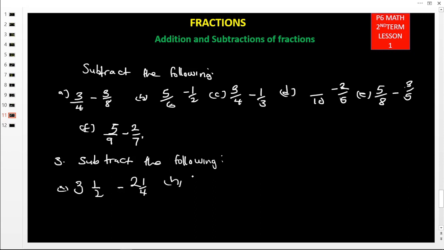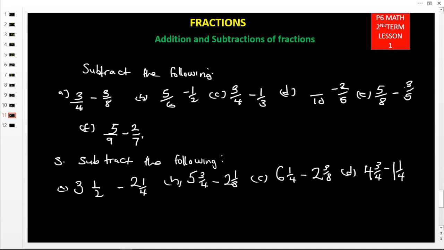Then B, it is saying 5 whole numbers 3/4 minus 2 wholes and a third. Then C, it is saying 6 whole numbers and a quarter minus 2 wholes 3 out of 8. Then D, it is saying 4 whole numbers 3/4 minus 1 whole and a quarter. Then E, it is saying 12 wholes and a half, minus 3/4. Then F, it is saying 9 whole number and a third minus 8 3/4.